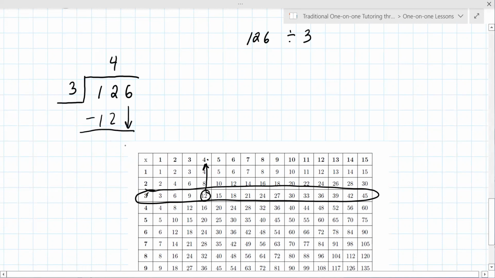So you bring down the 6. And then you ask yourself, how many times does 3 go into 6? So you look for 6 in that row now, and we go up. You choose the number, so it's 2. 2, like that.